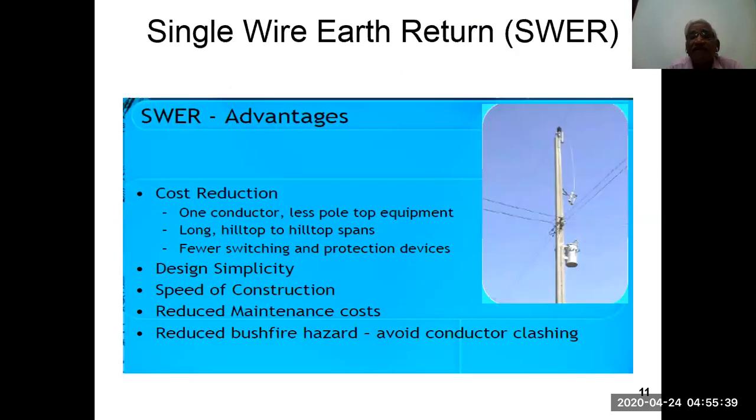Here is a single wire earth return, where you can run an 11 kV supply up to the transformer, and the body of the transformer is connected to the earth. So virtually the voltage will be 11 kV by √3. Advantages: cost reduction because of one conductor, less pole top equipment, long and hilltop to hilltop spans, fewer switching and protection devices, design simplicity, speed of construction, reduced maintenance cost, reduced bush fire hazard, and avoiding conductor clashing.